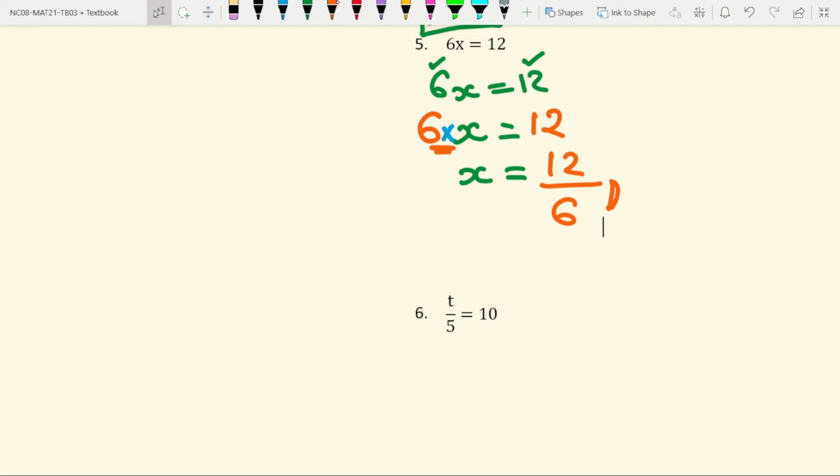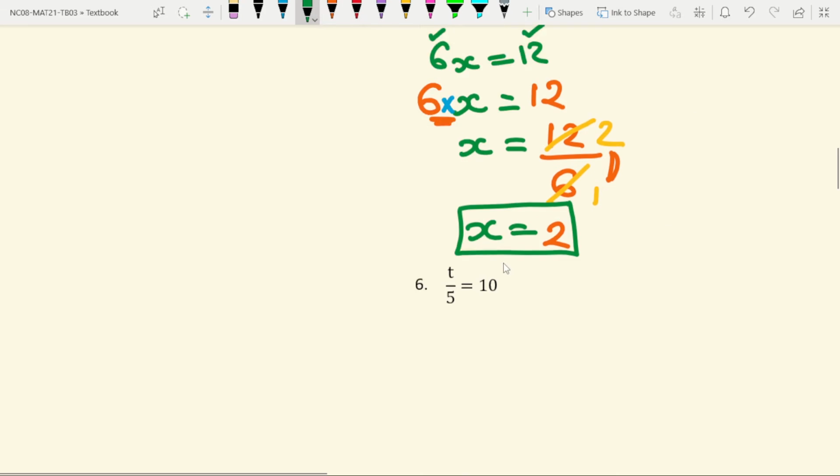So let us cancel it now. 6 and 12 are present in the 6 table. So we can cancel it with the 6 table. 6 1s are 6, 6 2s are 12. So the answer will be 2. Our final answer is x is equal to 2. So very simple. This was easy.